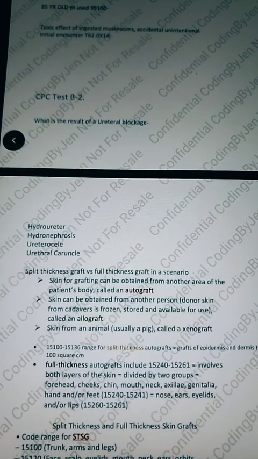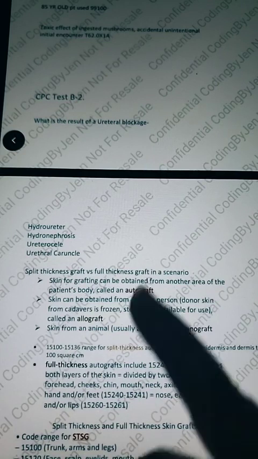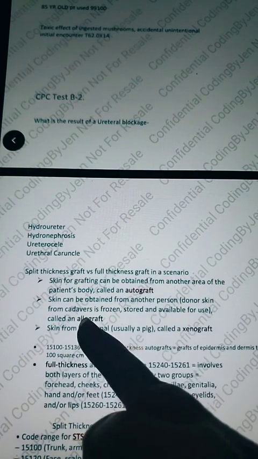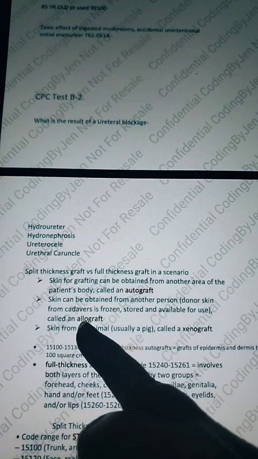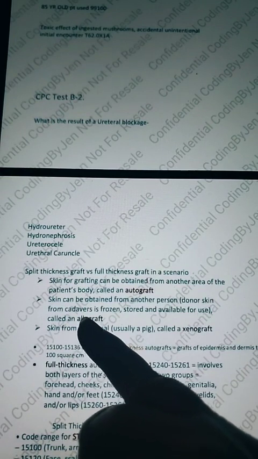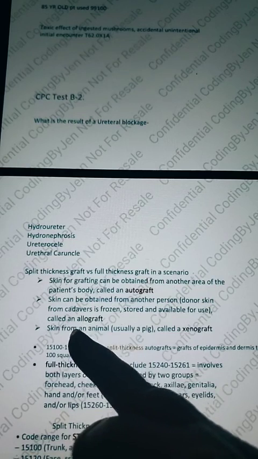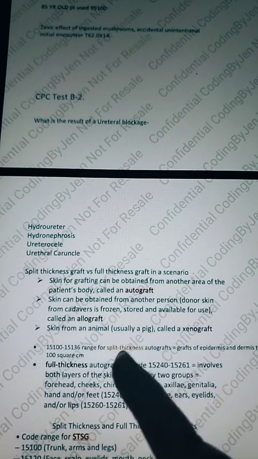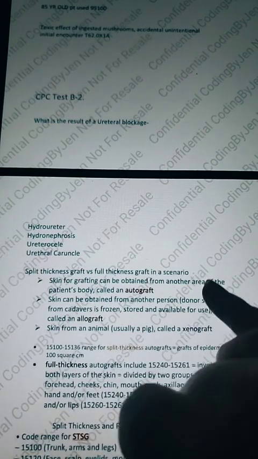So grafts can be either your own body part being put on you into an infected area, or somebody else has donated some sort of skin to you, or an animal has been picked to donate some skin to you. So the way I look at it is, if you're in the driver's seat and you're driving the car, autograft, it's your body. If it's allograft, it has two sticks in it for the L. So that's somebody else walking their body part to you to give you their body part. And then X means, you're not putting a pig or a fish on me. Just walk away.